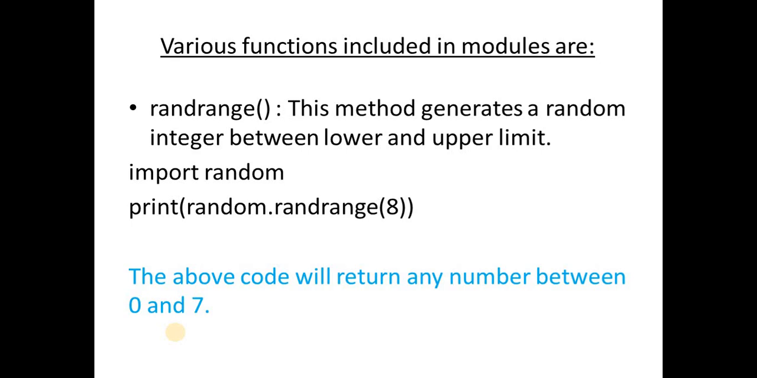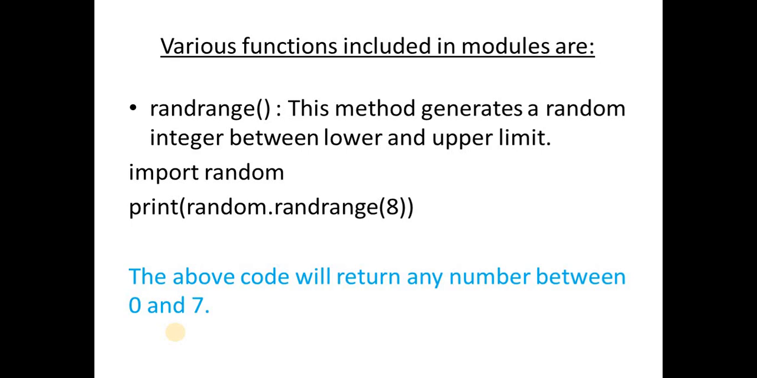Number 1 is randrange. Randrange basically means random range. Now you know the range function, we have already learned it in class 11th also in the for loop. If we give range 5, it will generate a sequence 0 to 4. It will not include the last digit. Similarly, randrange is a function which generates a random number between 0 to n minus 1. It will not include the last number.